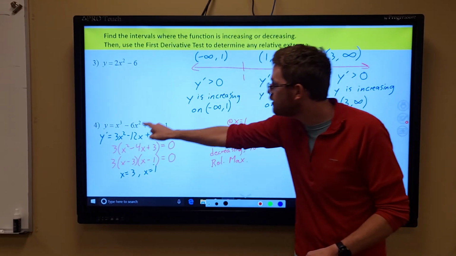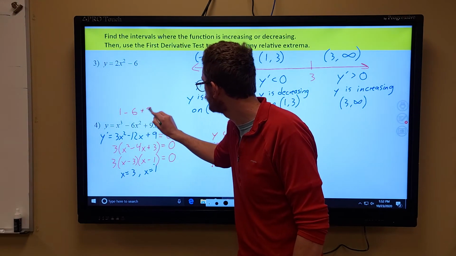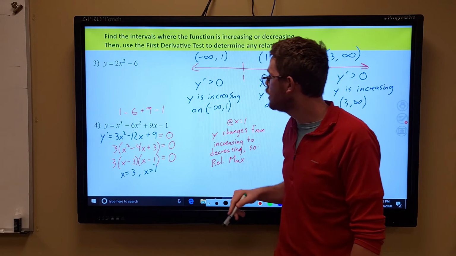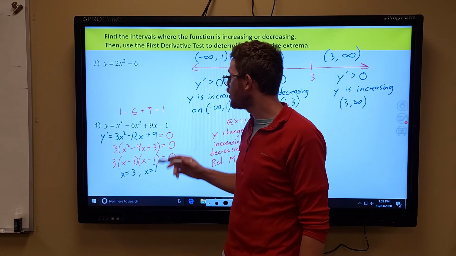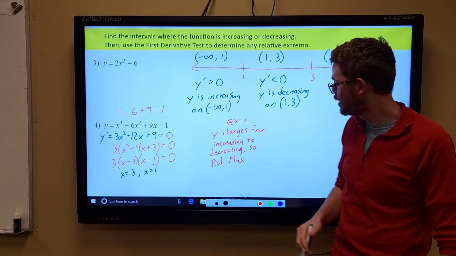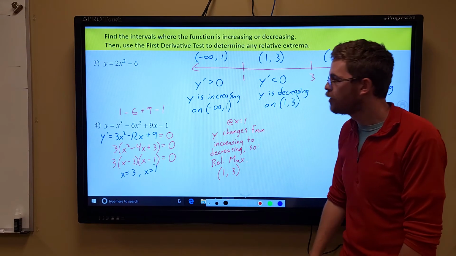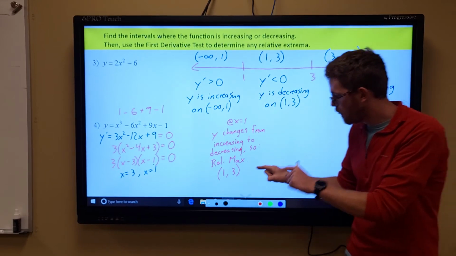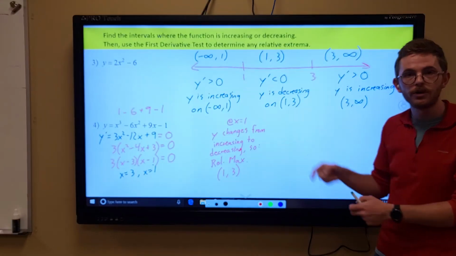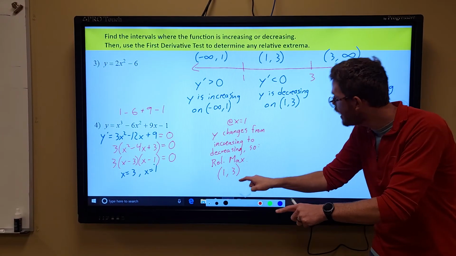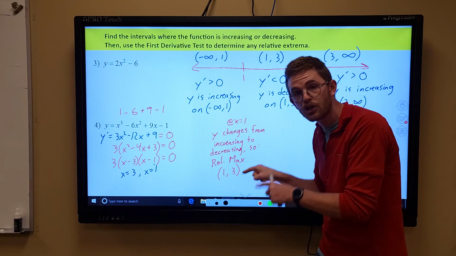1 actually exists. If I plug it back into the original function, I have 1 minus 6 plus 9 minus 1. Negative 5 plus 9 is 4. Minus 1 is 3. So we have a relative max right here at (1, 3). I got that point. That point had nothing to do with this 3 over here. Let that be known. That 3 has nothing to do with that 3. I got that 3 because that is an actual point.